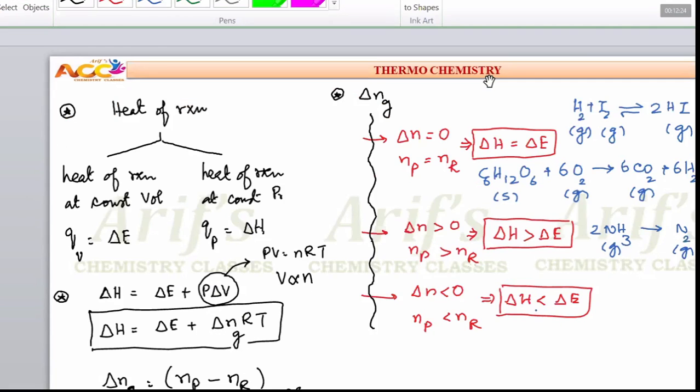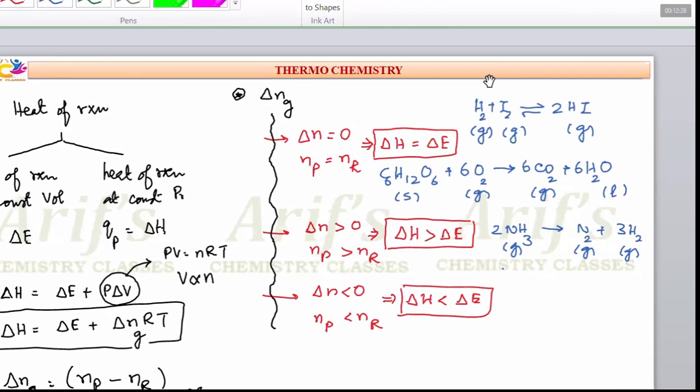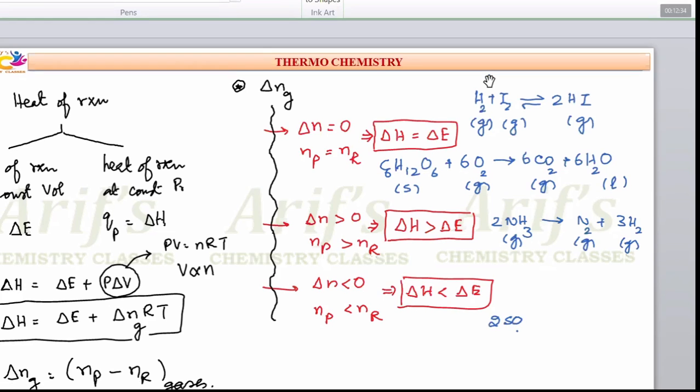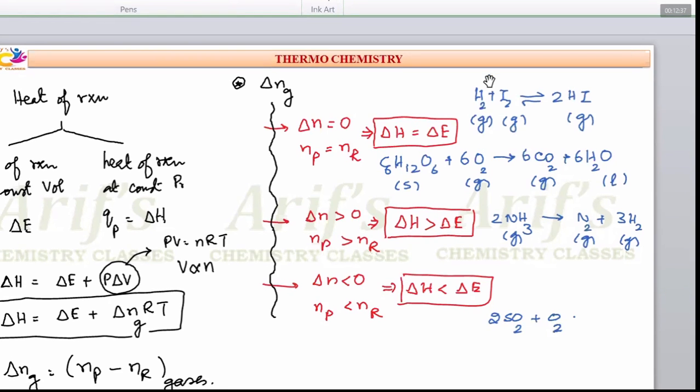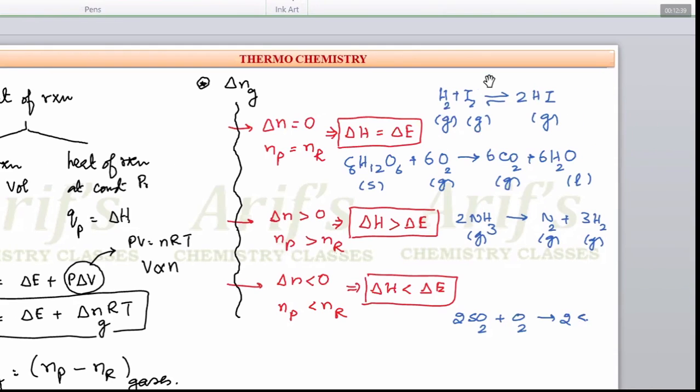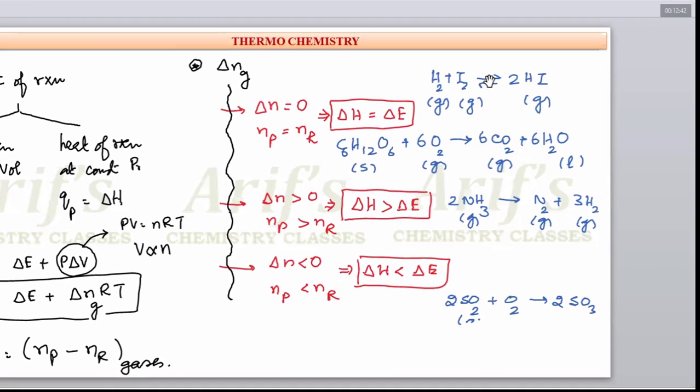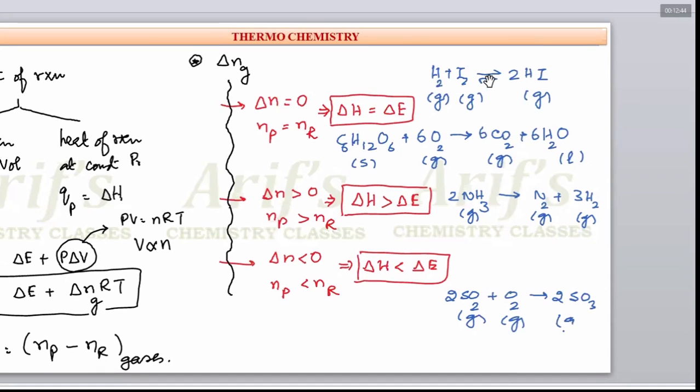Now, if you want an example, let us create a new one where the number of moles of products must be less. 2 moles of SO2 reacts with O2 so as to give you 2 moles of SO3. This is gas, gas, gas. This is the way with which we can try to relate enthalpy and internal energy. Whenever the problem says heat of reaction at constant volume, that is delta E. Heat of reaction at constant pressure, that is delta H. Go ahead.